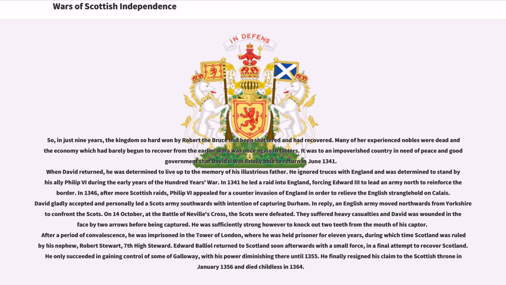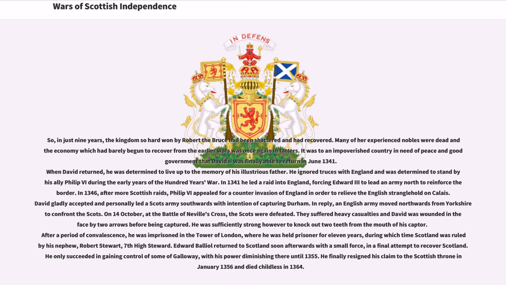In reply, an English army moved northwards from Yorkshire to confront the Scots. On 14 October, at the Battle of Neville's Cross, the Scots were defeated. They suffered heavy casualties and David was wounded in the face by two arrows before being captured. He was sufficiently strong, however, to knock out two teeth from the mouth of his captor. After a period of convalescence, he was imprisoned in the Tower of London, where he was held prisoner for 11 years, during which time Scotland was ruled by his nephew, Robert Stuart, 7th High Steward.